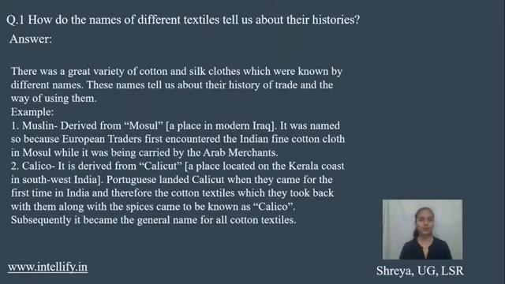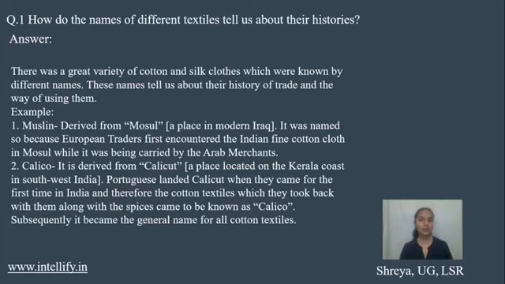Coming to the first important question, how do the names of different textiles tell us about their history? Now we know that there was a great variety of cotton and silk textiles, which were known by different names in England and in India as well. When we look closely at the names of these textiles, we notice that they tell us about their history of trade and the way of using them. We can understand this in a better way by taking some examples.